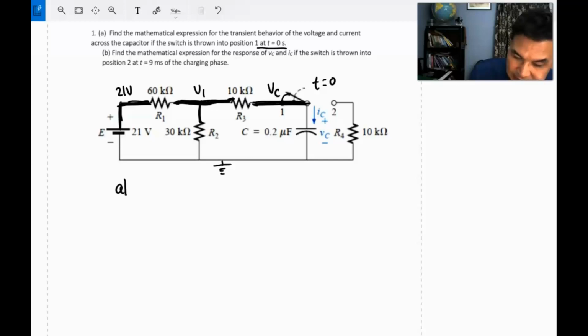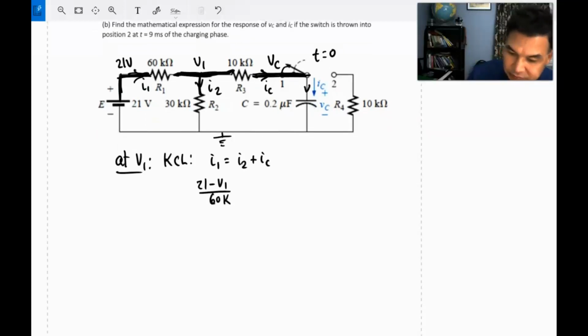At this nodal point V1, let's apply KCL, Kirchhoff's current law. Let's call this I1, this I2, and this IC, the current through the capacitor. I1 is equal to I2 plus IC. I1 is 21 volts minus V1 divided by 60K. Let's keep it in kilo ohms.